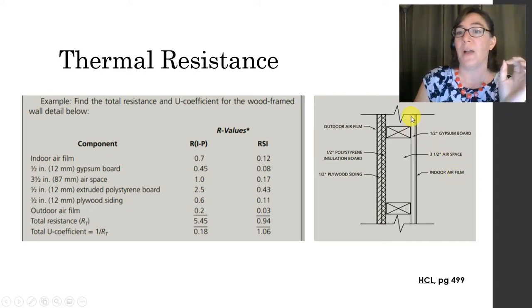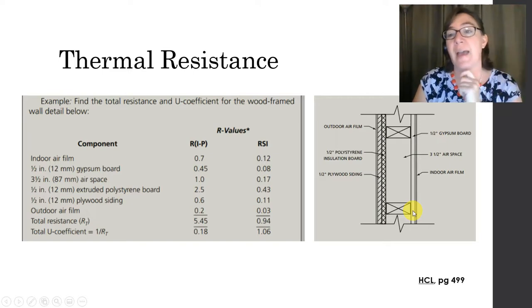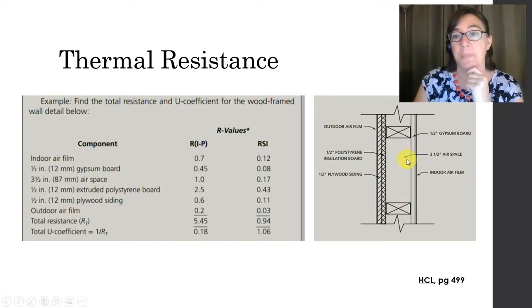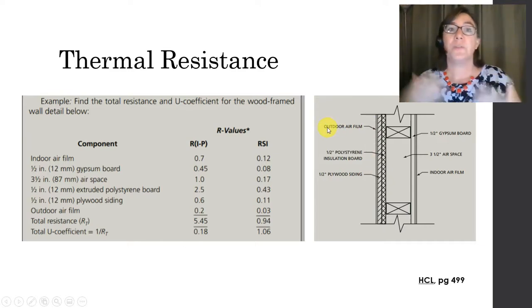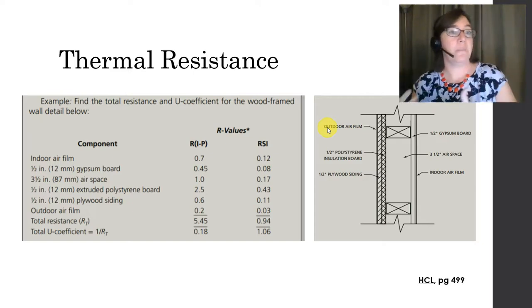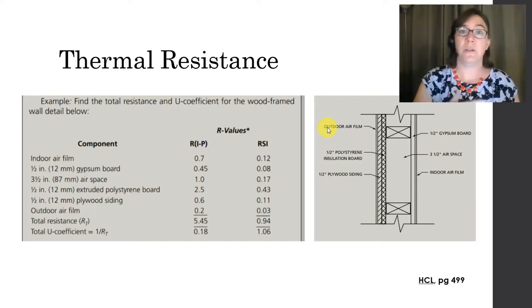We've got our interior finish, which is the 1/2 inch of gypsum board or drywall. There's no insulation in the cavity of this wall, so therefore it is just an air space, 3.5 inches of air space. Next, we have this layer right here, which is a rigid insulation board. Then 1/2 inch plywood siding, and finally an outdoor air film. So now that we know all of our different components in this construction, we can add up their R values.